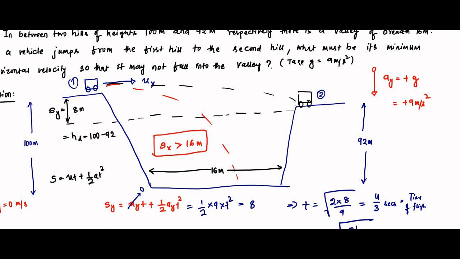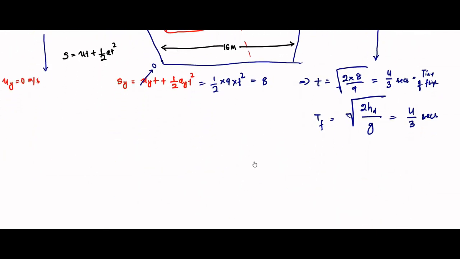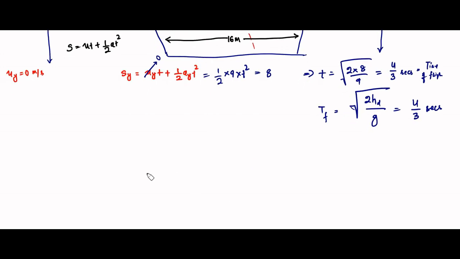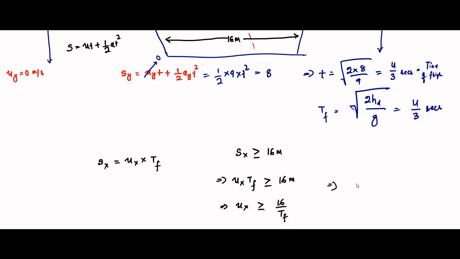So here we'll be using that. Sx, that is the net horizontal displacement, is equal to the horizontal component of the velocity, that is ux, into the time of flight. So here we want Sx to be greater than or equal to 16 meter. That implies ux tf should be greater than or equal to 16 meter. That implies ux should be greater than or equal to 16 by tf. That implies ux should be greater than or equal to 16 by 4 by 3, and that is equal to 12 meter per second.